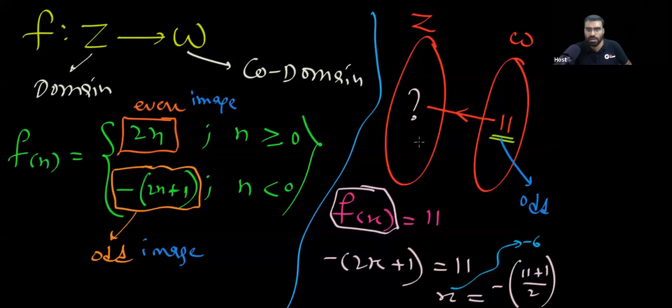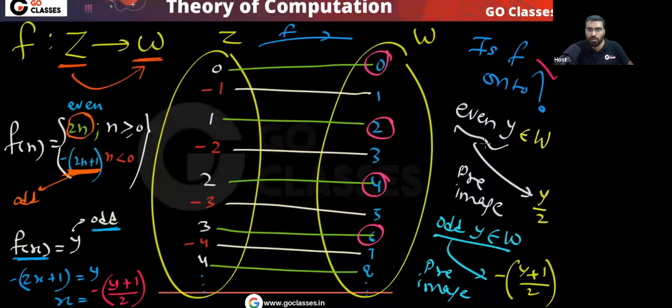Yes or no? You can notice here this x is minus 6. So finally I can say your answer will be minus 6. I hope you understood this. So this is what I'm saying, that every element has a preimage, right? Yes or no? In this function, every element has a preimage.